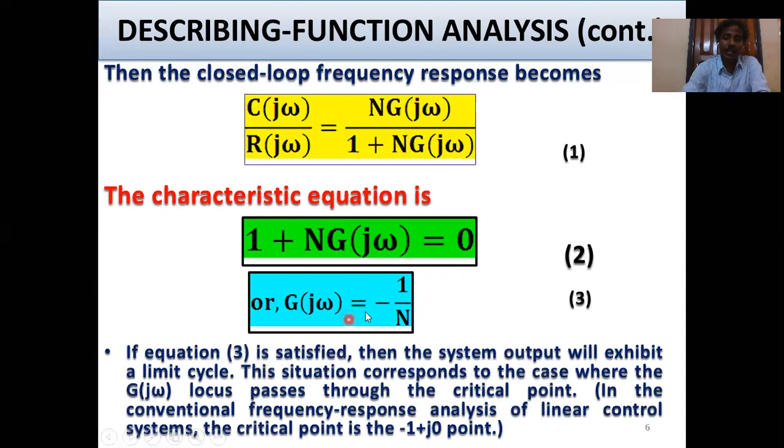If equation 3 is satisfied, then the system output will exhibit a limit cycle. This situation corresponds to a case where the G of j omega locus passes through the critical point. Critical point means the minus 1 plus j0 point. In the conventional frequency response analysis of a linear control system, the critical point is the minus 1 plus j0 point. So equation 3 is very important for stability analysis.